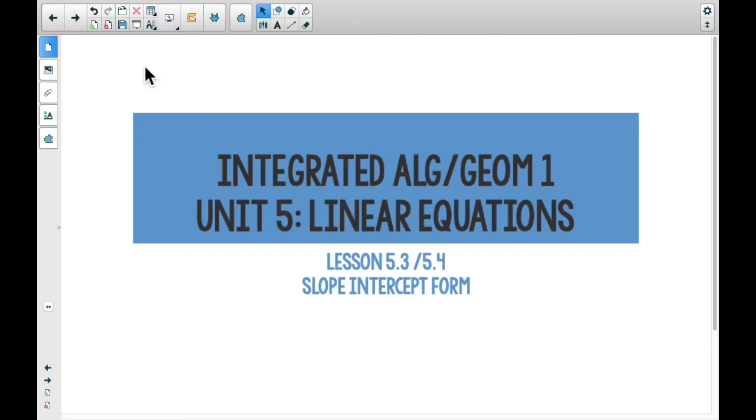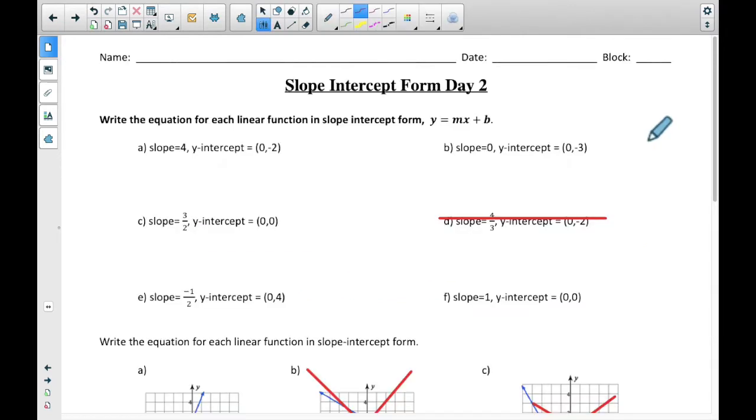Hi everybody, this is the second video in our 5-3-5-4 combo day, so this is the 5-4 video. We are continuing to talk about slope intercept form. Remember, slope intercept form is y equals mx plus b. The m stands for the slope, and the b stands for the y-intercept.